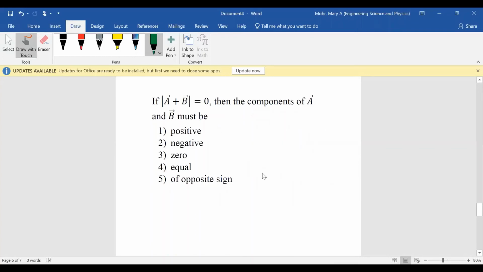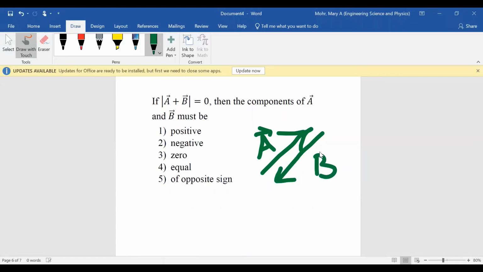So if you have a pointing like this, and you're going to add a to b and get 0, then b must be pointing in the opposite direction and have the same length. So the vectors have to have the same magnitude but be pointing in opposite directions.